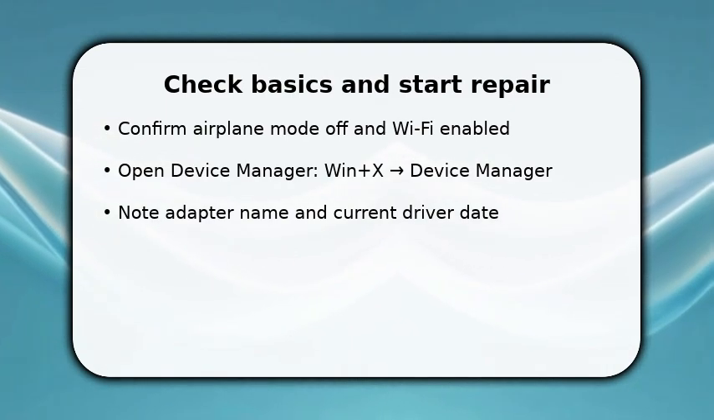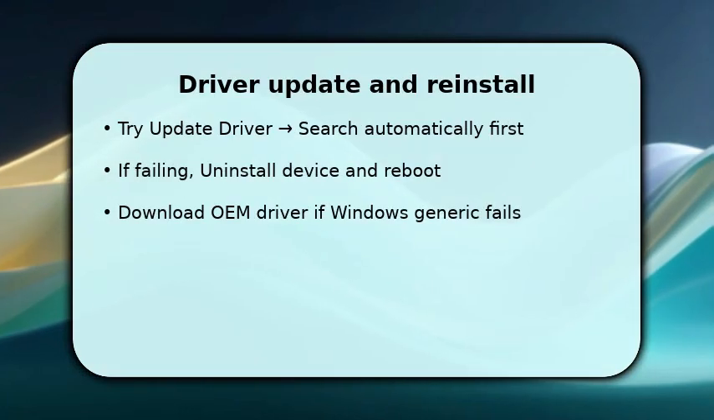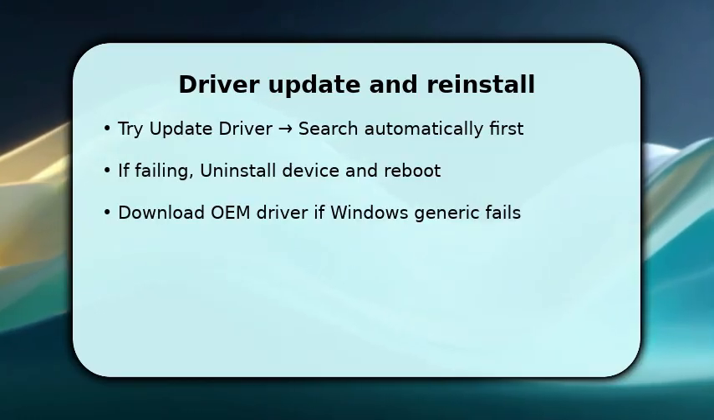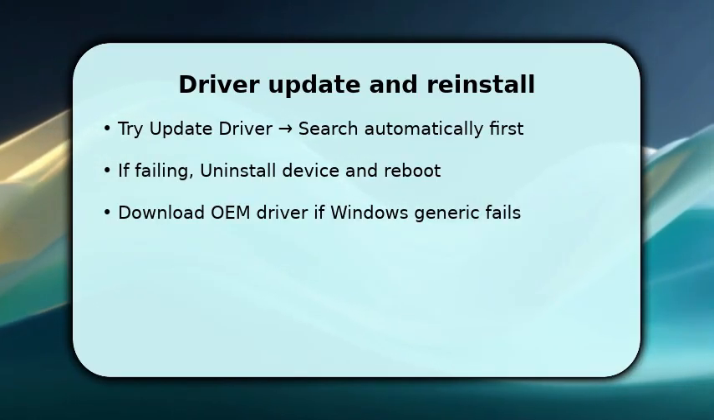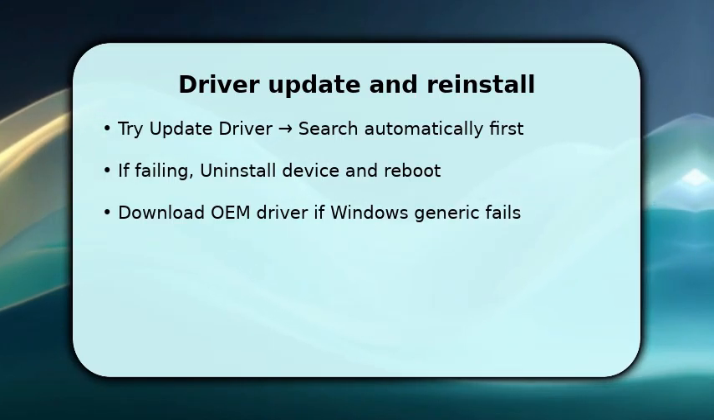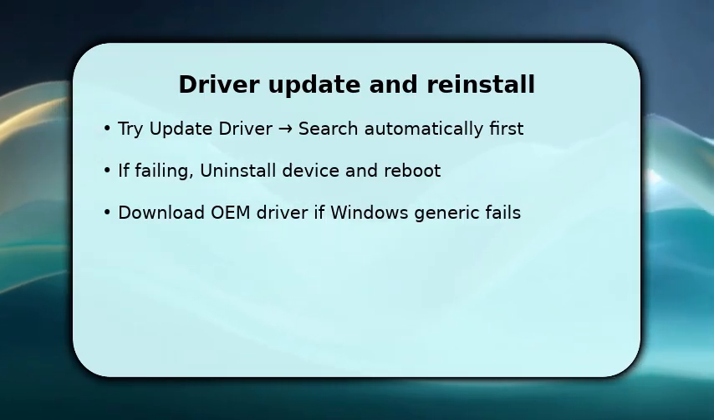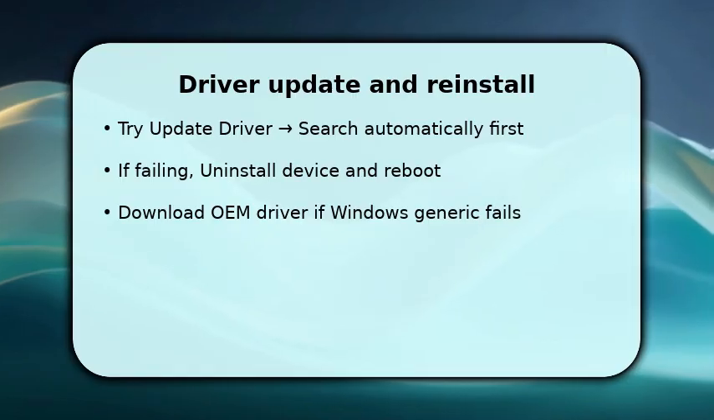Now you update and, if needed, reinstall the driver. First, choose Update Driver and let Windows search automatically. This is quick and often solves signature mismatches. If that fails, uninstall the device, check delete the driver software only if you have an OEM copy, then reboot so Windows attempts a fresh install.